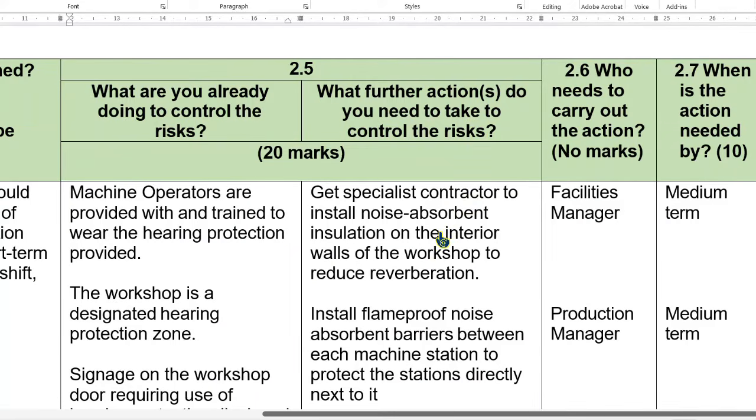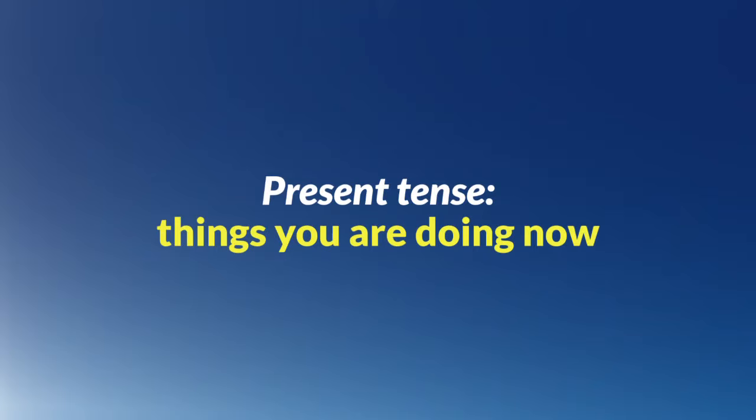Right, let's look at the other column here. What further actions do you need to do to control the risk? Now, this is stuff in the future. Just to be clear, this column here, what you're already doing, this is phrased in the present tense. Go back to school and remember your grammar. Present tense, it's things you are doing now, today, like this is in place already.